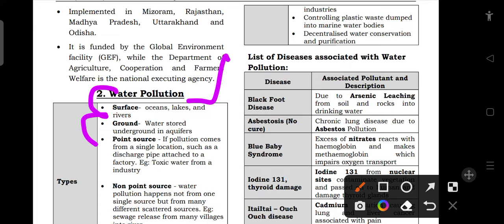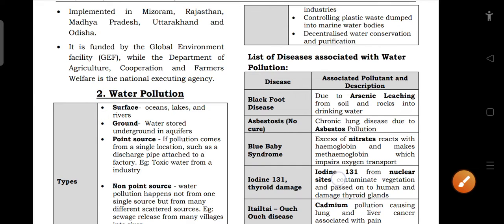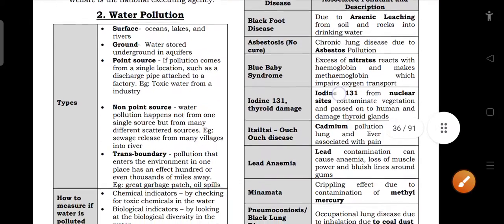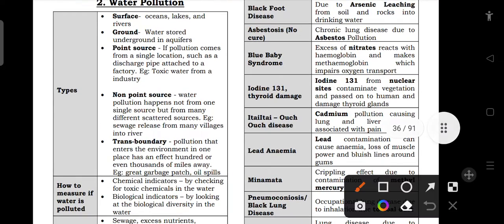And what are the other types? One is point source and the non-point source. Point source is if pollution comes from a single location, such as a discharge pipe from an industry or factory, from which toxicants are entering the water. What is non-point source? Water pollution happens not from one single source but from many different scattered sources. Example, sewage released from many villages into the river. So these are the point and non-point sources.